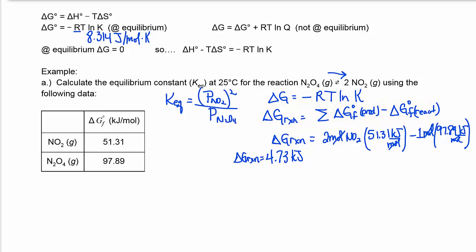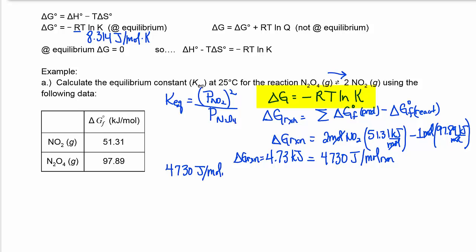All right, I need to change this because my R right here is in joules, so I'm going to need to change that to joules. In order to change a kilojoule to a joule, I just need to multiply it by 1,000. So 4.73 times 1,000 will be 4,730 joules. And that's per mole reaction.